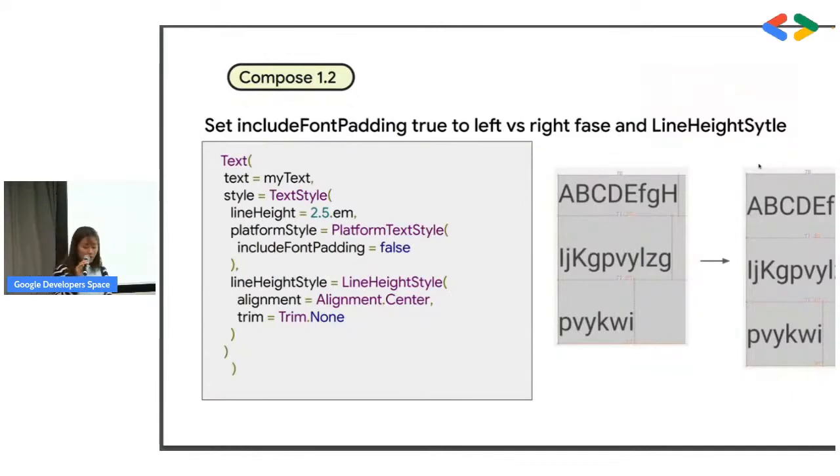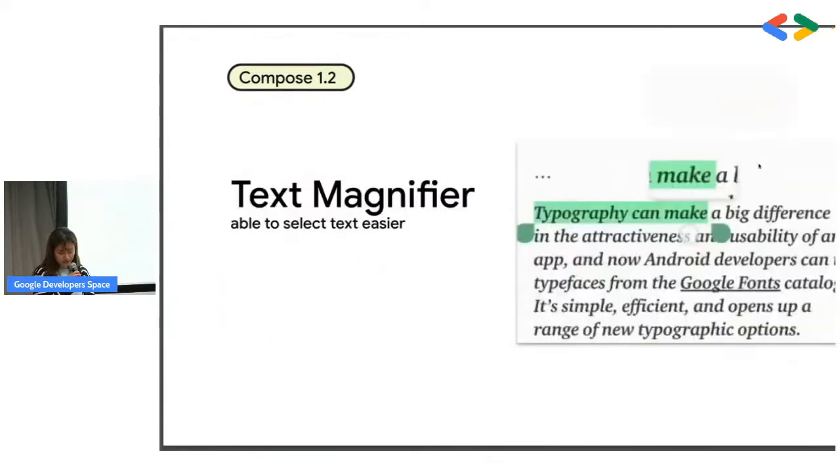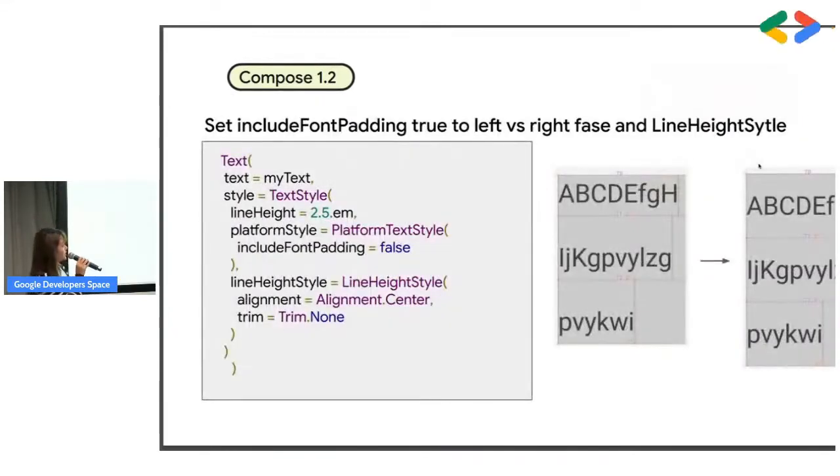And in Compose 1.2, font padding is included, so you can adjust it depending on what you need. If you are looking for the result like in the right-side picture, simply use it. Oh, sorry, I cannot see it. Okay, so you can simply set include font padding to true or false, depending on what you need. Additionally, you can add the line height style, whether you want the alignment in the center, left, or right.